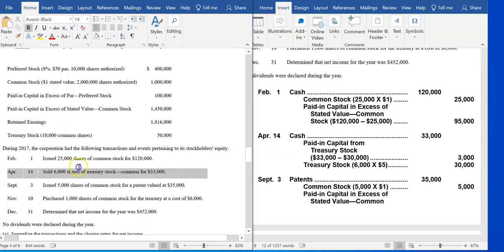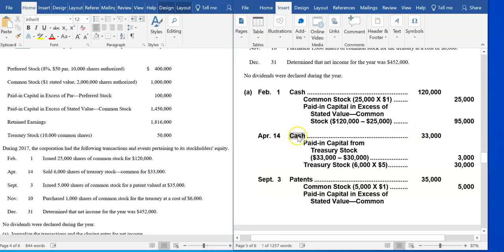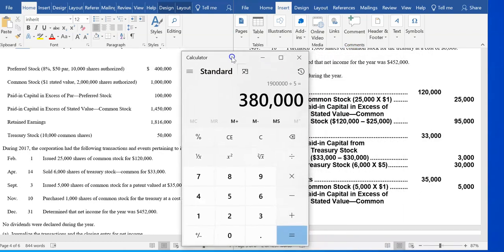Then on April 14th, we sold 6,000 shares of that treasury stock, common, for $33,000. So, easy part here is cash. We received cash of $33,000 when we resold some of those treasury shares of stock. We need to figure out what the cost was of that stock when it was purchased, because that's going to determine how much we decrease the treasury stock account by.